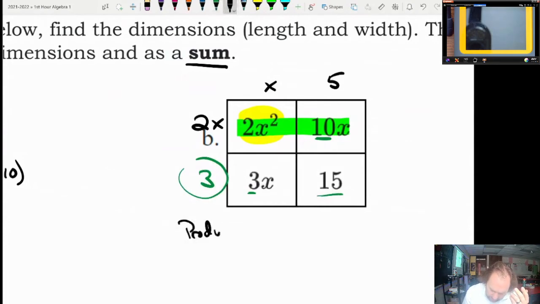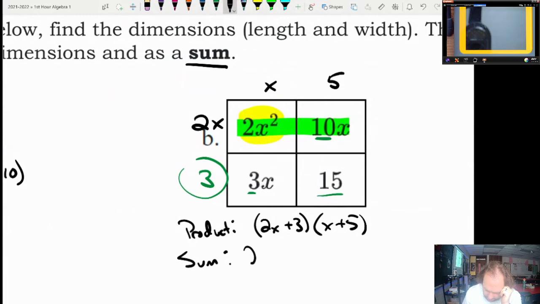So again, your product is going to look something like this. You're going to have 2x plus 3 times x plus 5. And your sum is going to be 2x squared plus 13x plus 15. Right there.